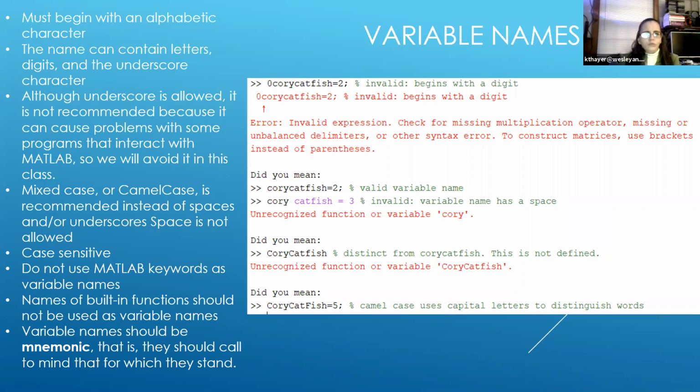Variable names have rules that have to be followed. So, for example, they have to begin with an alphabetic character. The name can contain letters, digits, and the underscore character. If you put a space in it, the problem is that MATLAB will think that it's now a new word, and it will try to think that it's a new variable. And most likely you'll end up getting errors. So please do not put spaces, use the underscore instead.